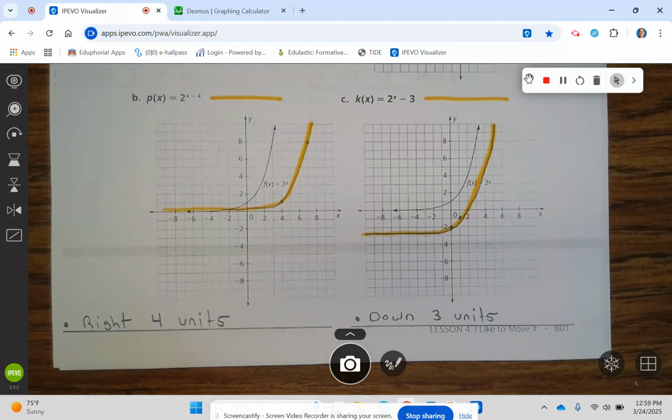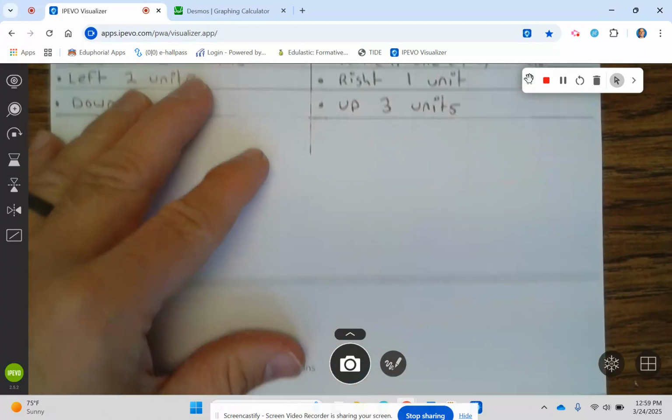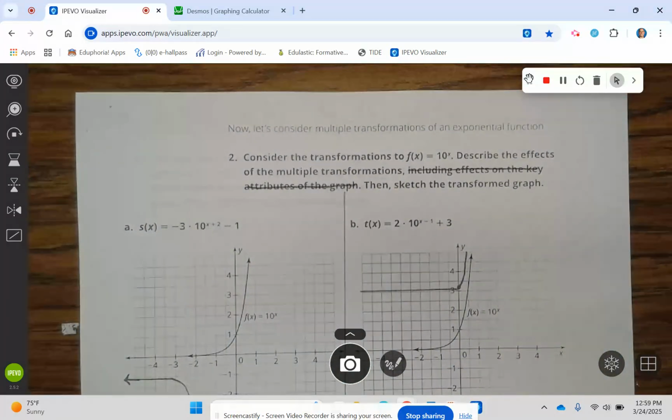All right, let's take a look at the next page. 2. Consider the transformations to f of x equals 10 to the x. Describe the effects of the multiple transformations. Then sketch the transformed graph.